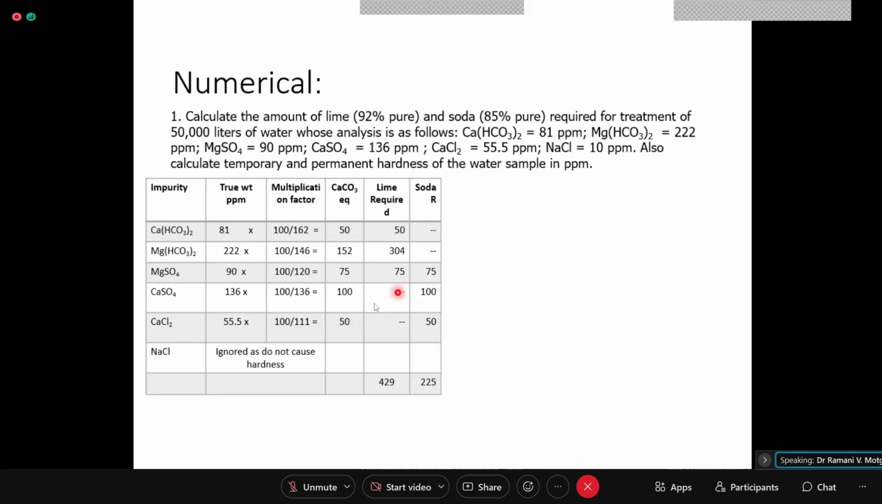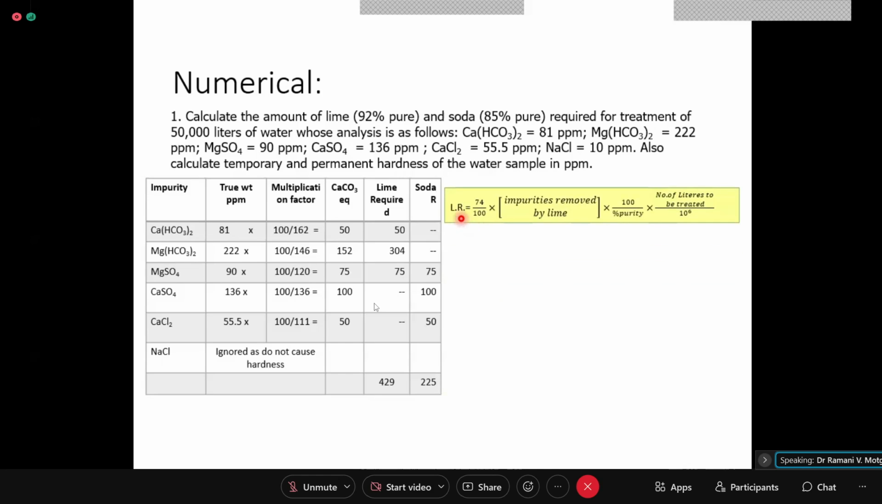Okay, if this table is correct, then you have to sum them up. How much is the quantity of lime required? If you add this together, it comes out to be 429, and the soda required comes out to be 225. Okay. Now once this part is done, then your equation is here.